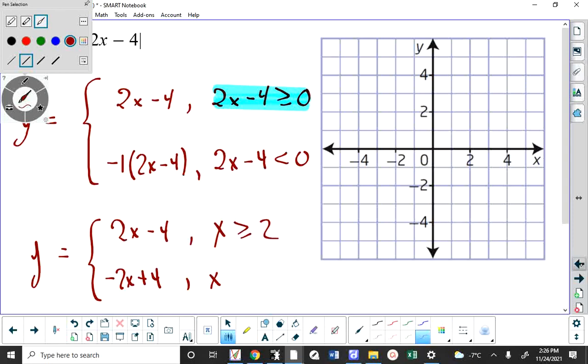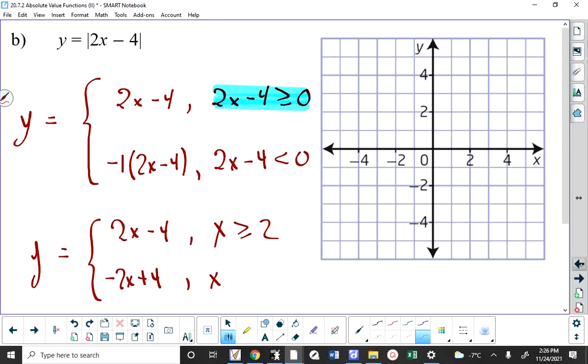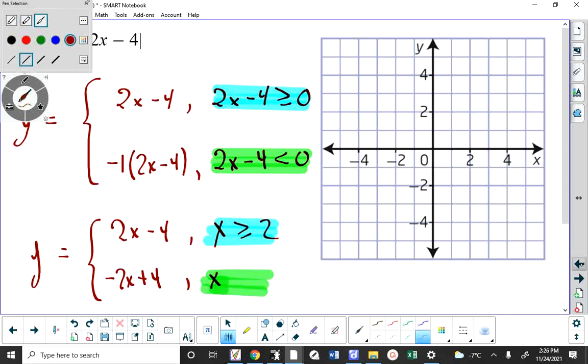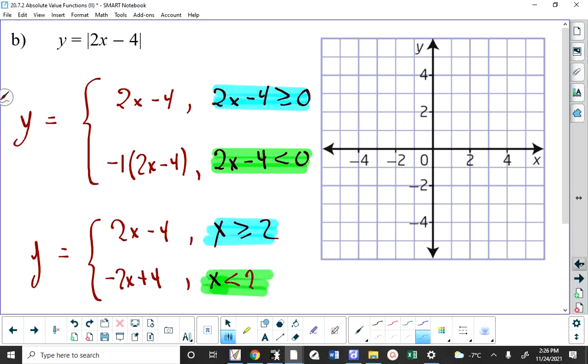When we put the restriction, I call these a subdomain of the function. When we put the restriction or subdomain, we want to describe it in terms of x. If you take 2x minus 4 is less than 0 and you rearrange it for x, you're going to get x is less than 2.